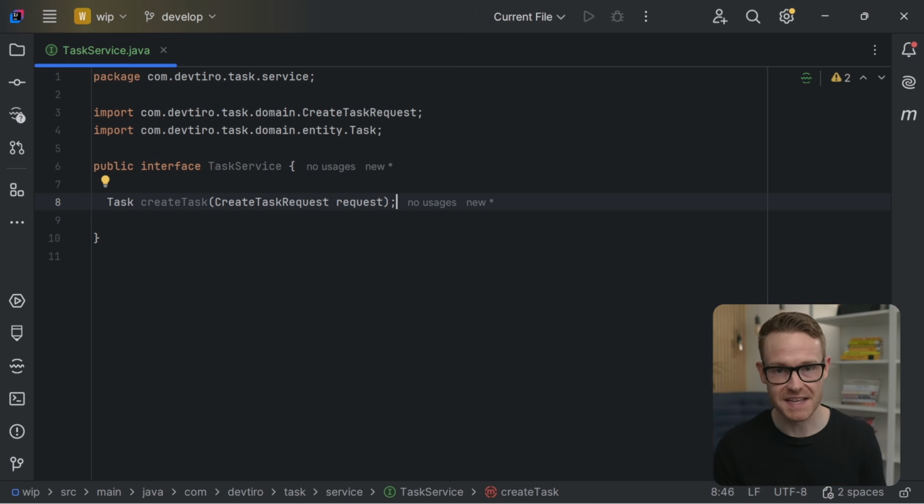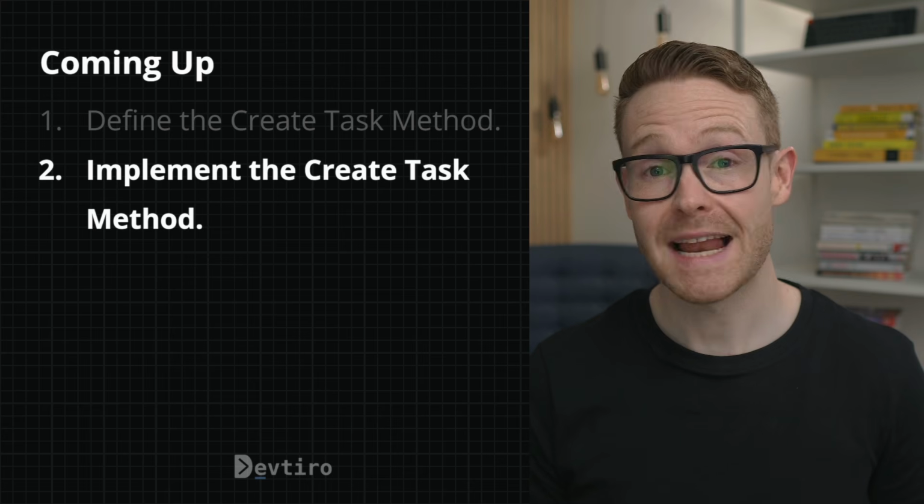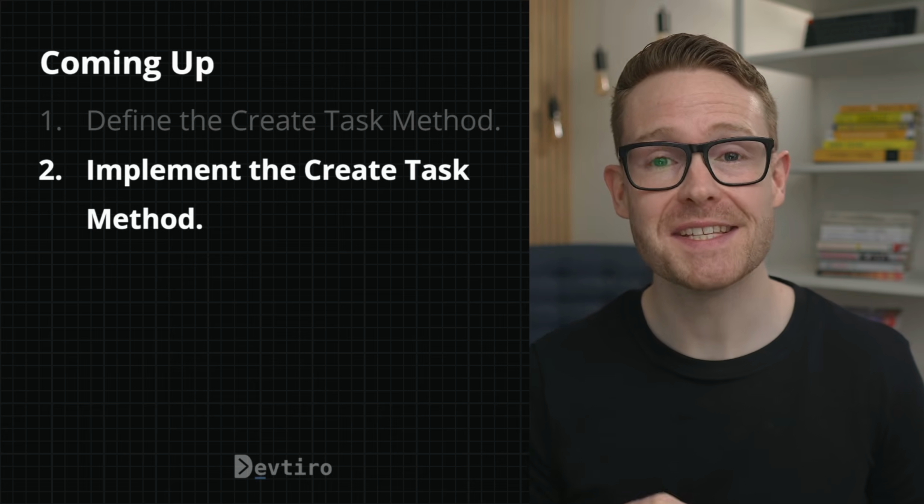The gist of it is this. Returning a task here is absolutely fine. If we did return a dedicated object, there are some benefits to doing so. But we're going to use a task in this build, and now we can move on to implementing this method. So let's now move on to implementing the create task method.